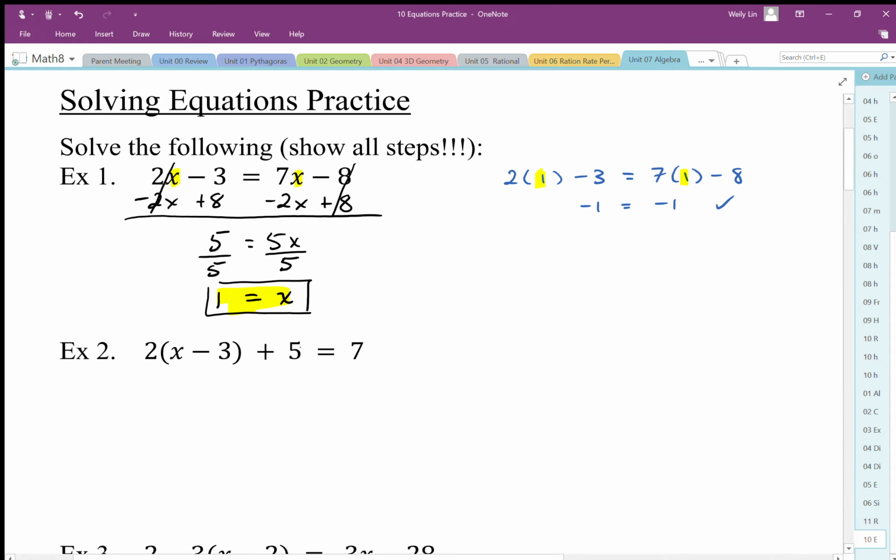Here I can do lots of things. It's always a good idea to expand out the brackets. That way it makes the algebra a little bit easier to work with. So that's what I'm going to do first. I'm going to distribute that 2 into the brackets. I end up with 2x minus 6.